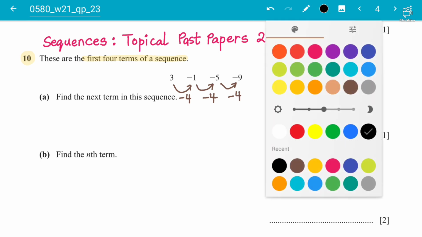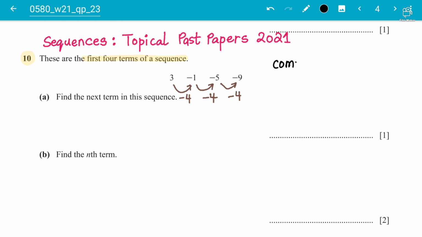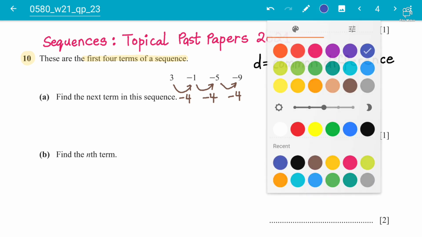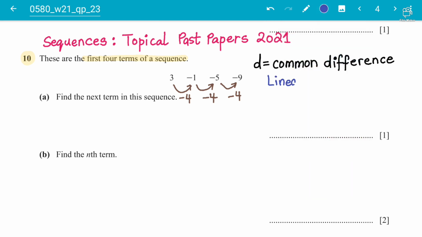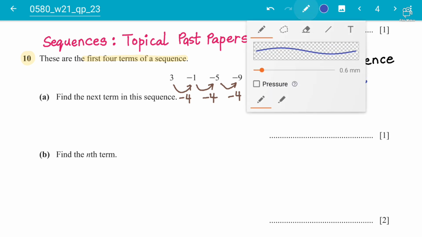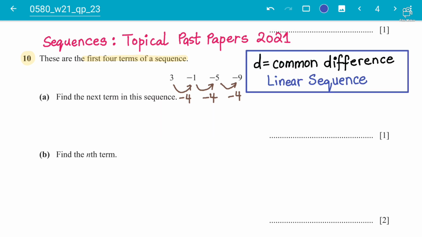So always remember, students, when you have a common difference, it is going to be a linear sequence or arithmetic sequence. Hope everyone gets this. This is going to be the common difference that stands for d. This is basically called a linear sequence. In IGCSE Mathematics 0580, this will be called a linear sequence, students, where you have a common difference, where the next term can be determined by the previous terms.